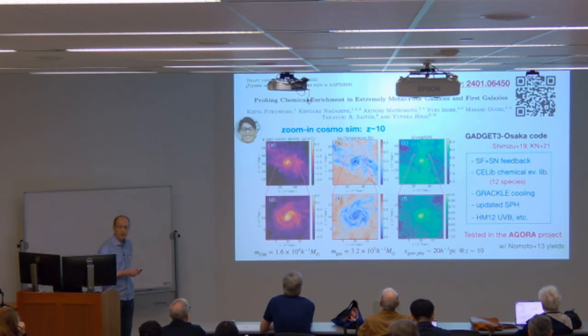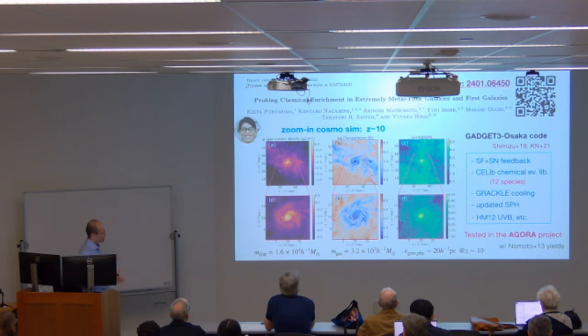We're using the Gadget 3 Osaka code developed in our group over the past couple of years, with regular star formation models, a supernova feedback model similar to the super bubble feedback models, cellular chemical evolution models for species, gradual cooling, an updated SPH formulation, and a UV background, etc., all tested in the context of the AGORA project, which Joe, I think, will talk about on Friday.